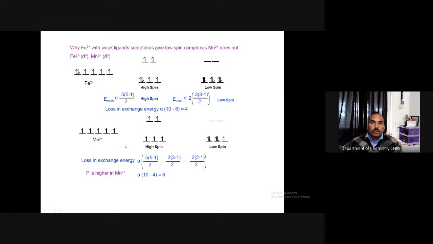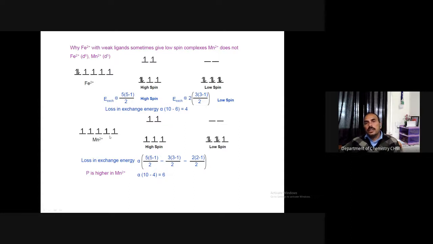However, manganese 2 would not like to give low spin cases. It would like to retain 5 unpaired electrons, and that is why people say that a half-filled orbital has extra stability. Somebody will ask you why manganese 2 is stable. You will say, sir, half-filled stability. It is fine, half-filled is okay, but why half-filled?